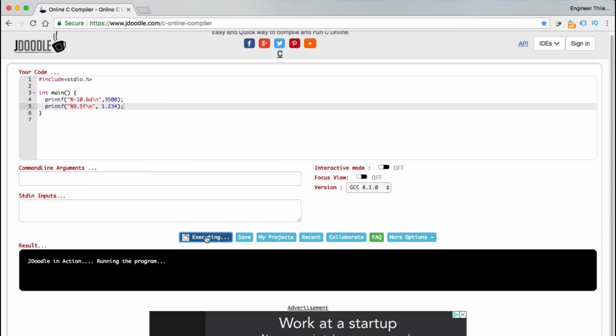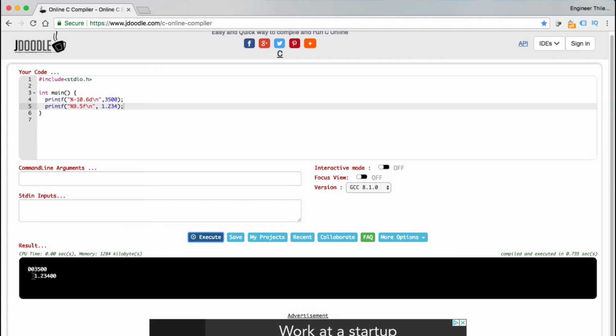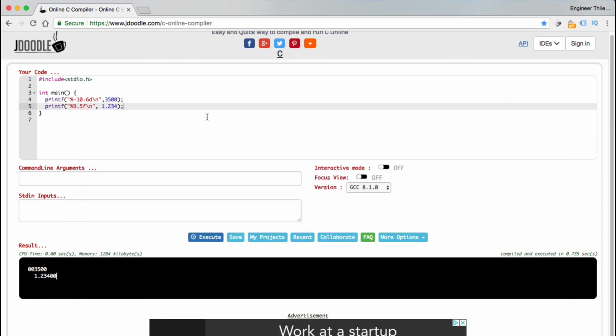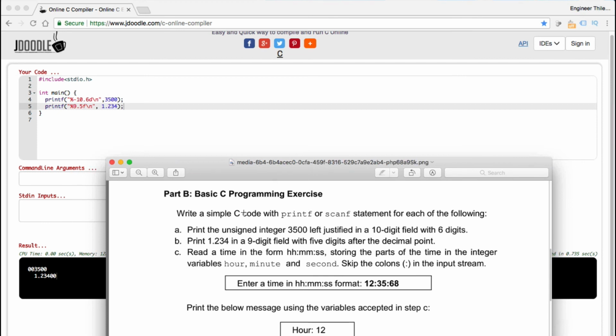Now let's go ahead and print this one. So the bottom one is for the second one. Let's look at the question again. It asked us, print 1.234 in a 9 digit field with 5 digits after the decimal point, 5 digits after the decimal point in a 9 digit field. And that's how we do that.